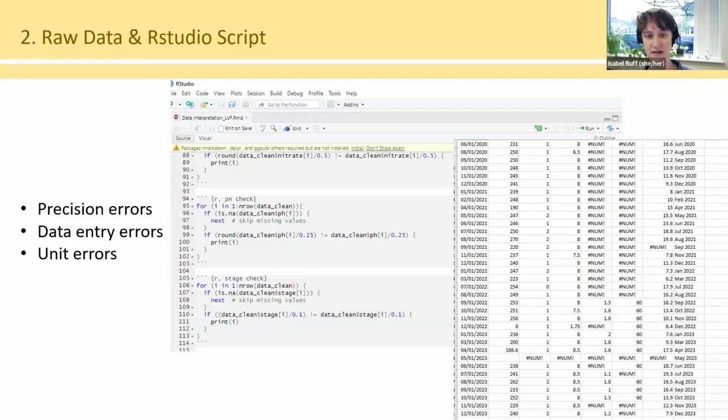So I have a screenshot here that shows a little bit of what that code looks like, as well as what the raw data looks like once it's run through. So you can see it's in a totally different format. But then it is primed and ready to go for the next steps.